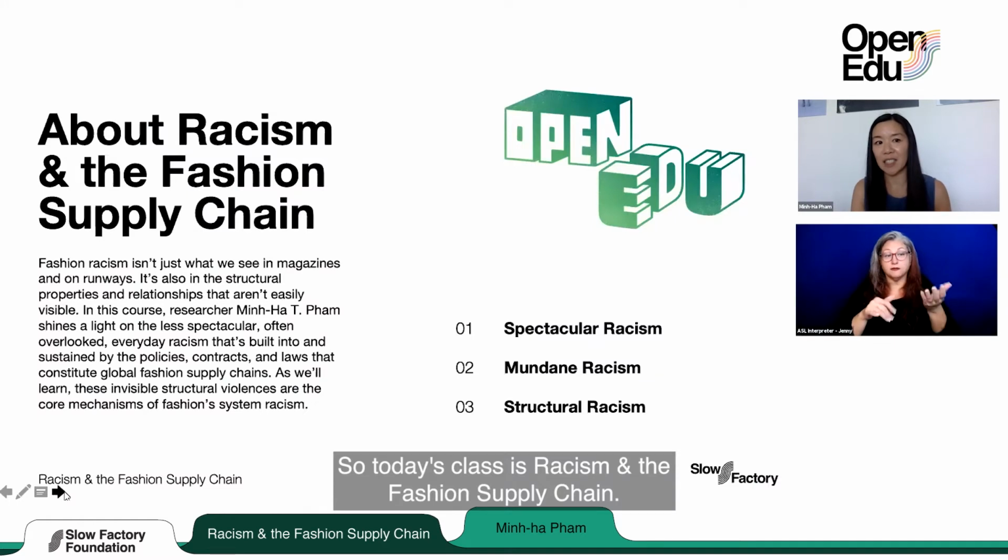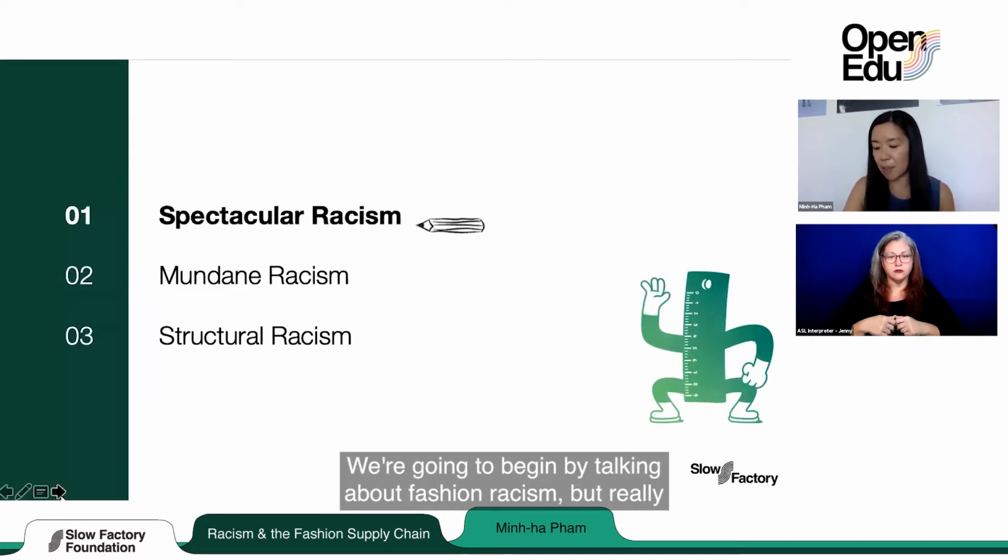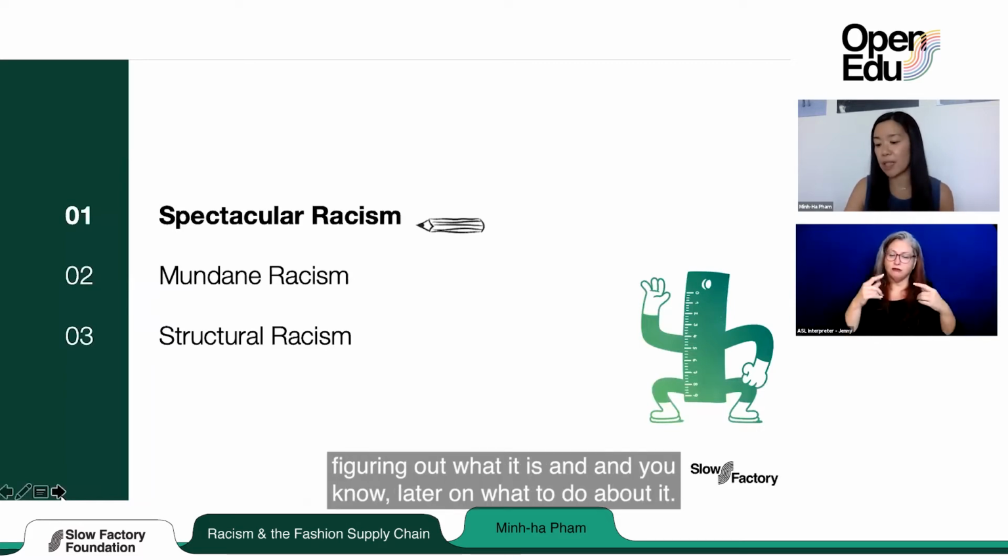So today's class is Racism and the Fashion Supply Chain. We're gonna begin by talking about fashion racism, but really figuring out what it is and, you know, later on what to do about it.